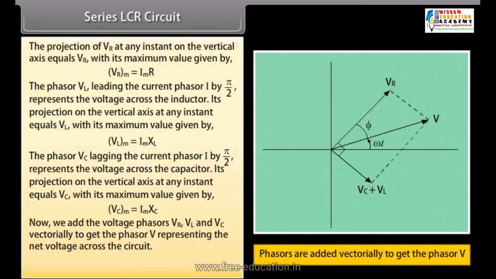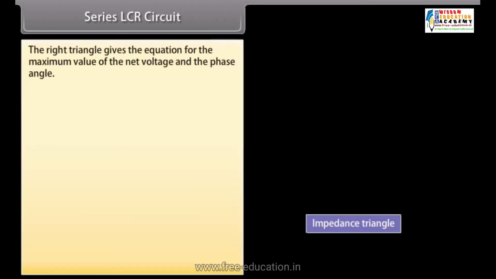Now, we add the voltage phasors VR, VL and VC vectorially to get the phasor V representing the net voltage across the circuit. Vm is equal to under root of VRm square plus (VCm minus VLm) square. The right triangle gives the equation for the maximum value of the net voltage and the phase angle. Tan phi is equal to (VCm minus VLm) upon VRm.